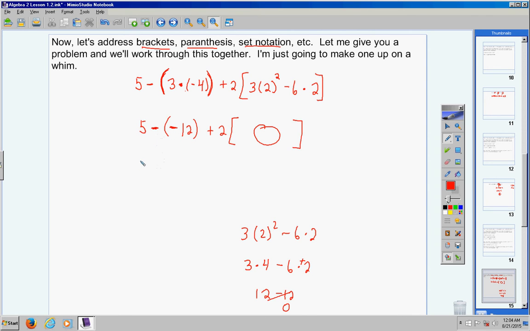So I'm going to bring down the 5. Negative times a negative is a positive 12. And then I've got multiplication over here. So here's one multiplication problem. Here's the other. Positive 2 times 0 is 0. And now 5 plus 12 is 17. That's a pretty tough problem, okay?